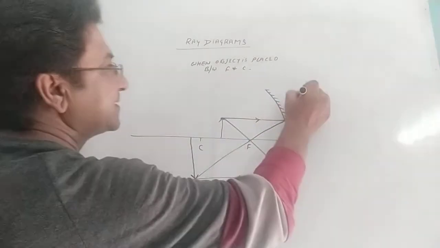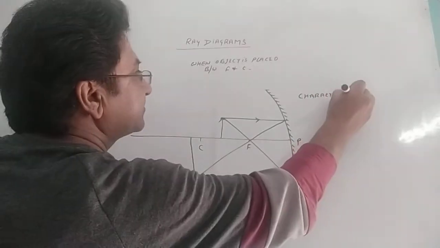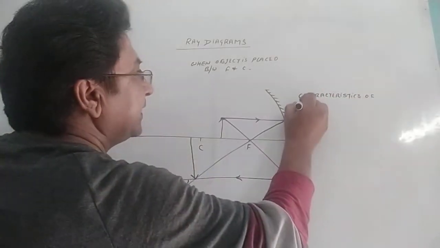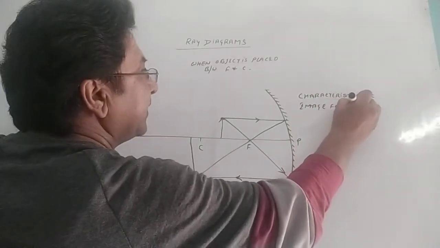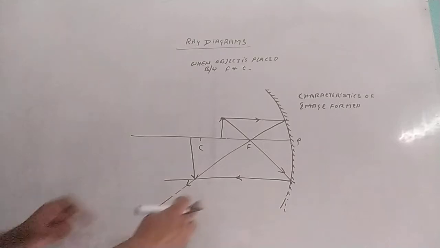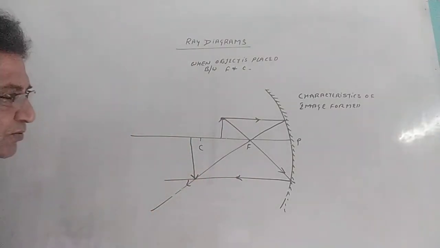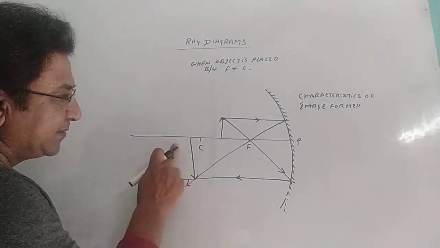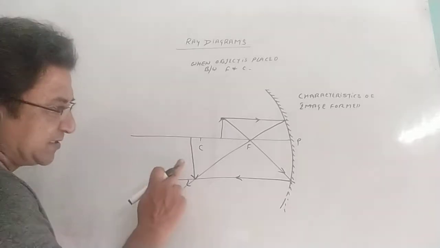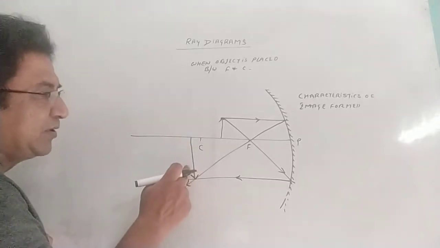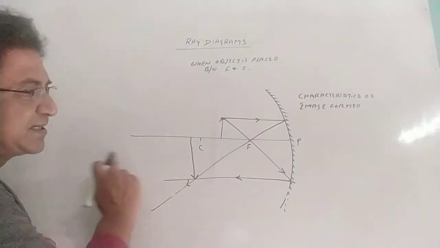Let's write the characteristics of image formed. First of all, two reflected rays are actually meeting, so it is forming a real image. Number 2, see the image size. Image size is more than the object size, so it is magnified, so it's real, magnified. It is below the principal axis, so it is inverted. Where is it forming? Beyond center of curvature.